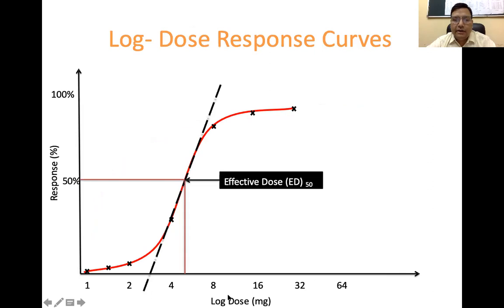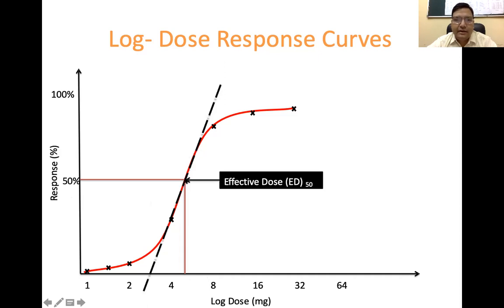Similarly, if we take the doses in the log dose form and draw, we get a sigmoid curve. The importance of this sigmoid curve is that we can plot a large number of doses, and it will be a compact one. The second most important thing with the log dose response curve is that we get a straight line between the 25 to 75% of the response. So we can get a direct inference that with the increasing dose, the response is also getting multiplied.